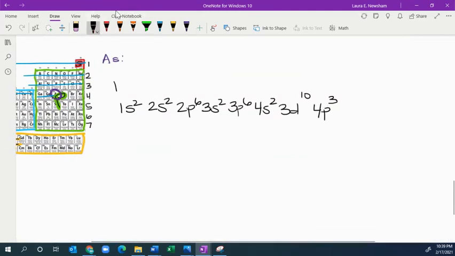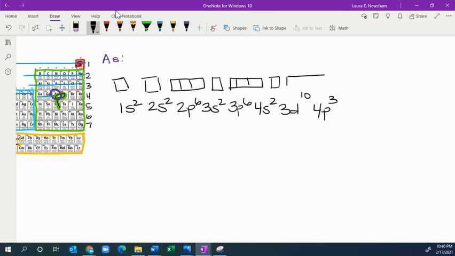Okay, so let's do that orbital notation. So remember, for S, draw one box. For S, draw one box. For P, we'll draw 3 boxes. S, 1 box. P, S, D, and then P.